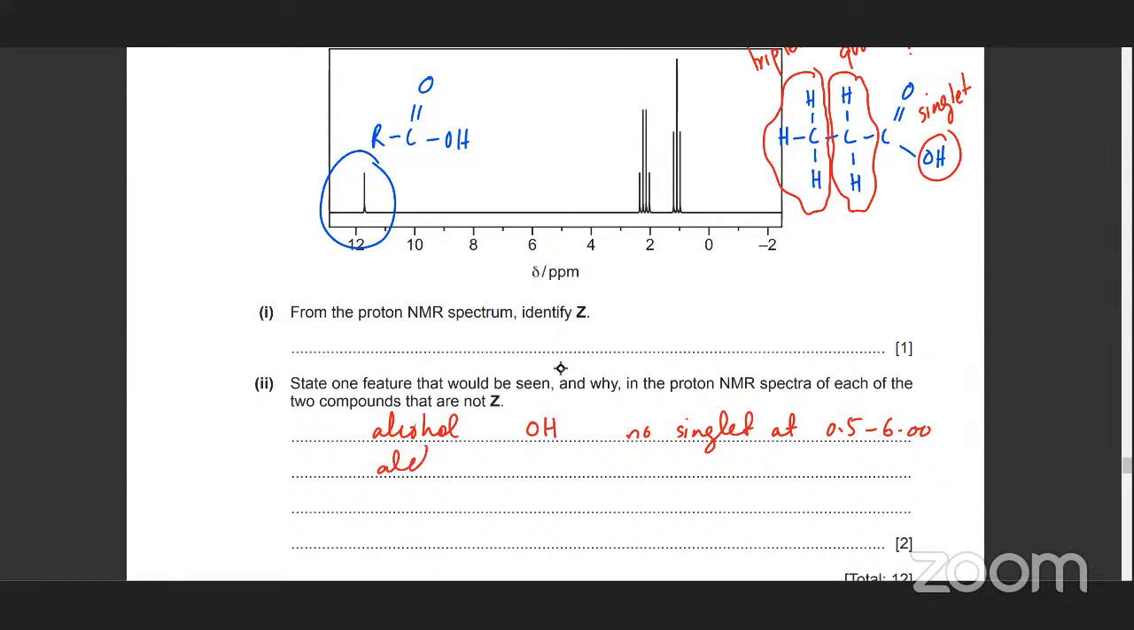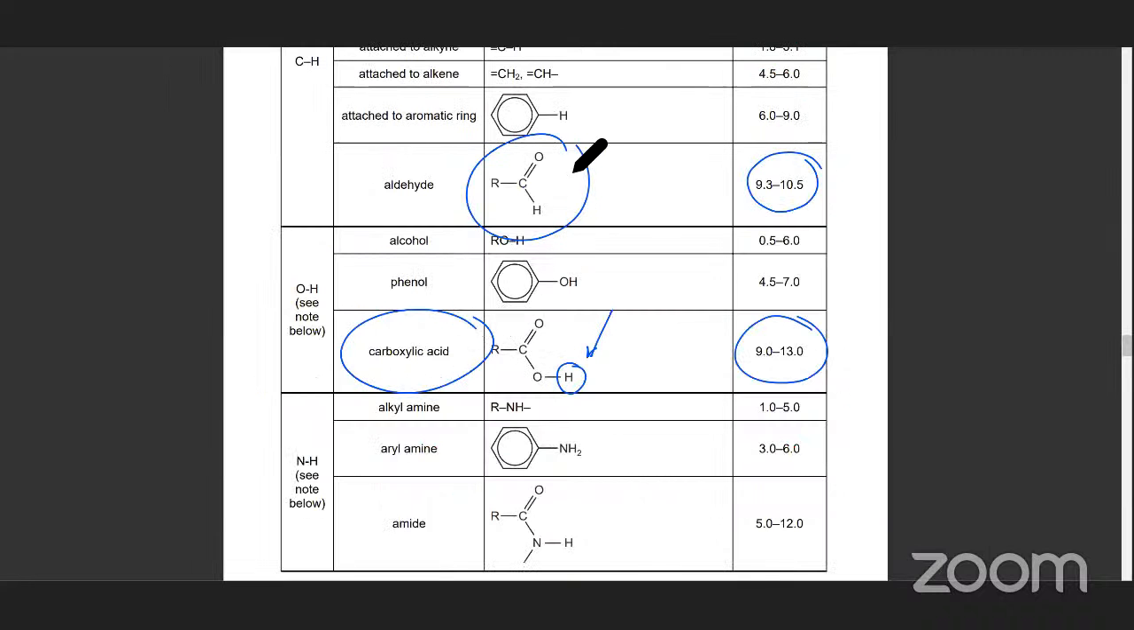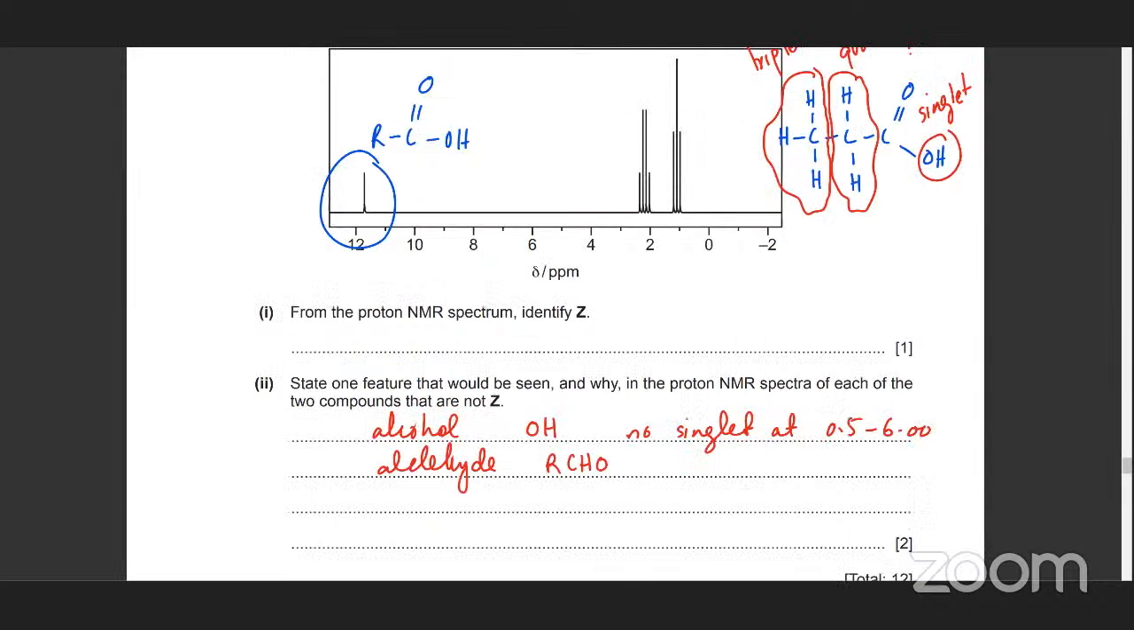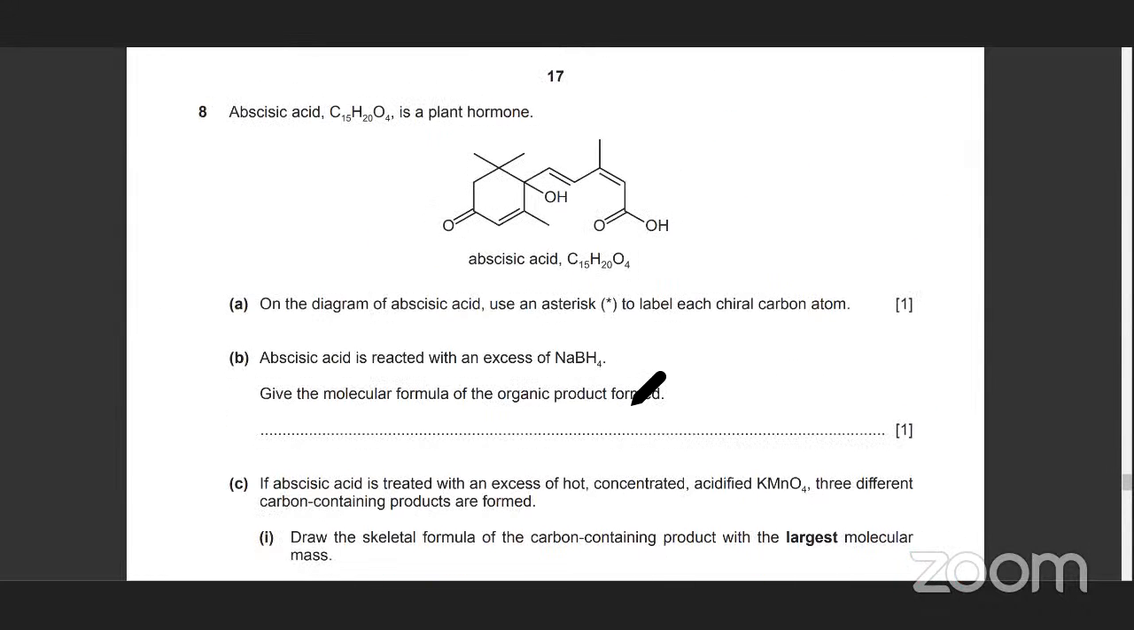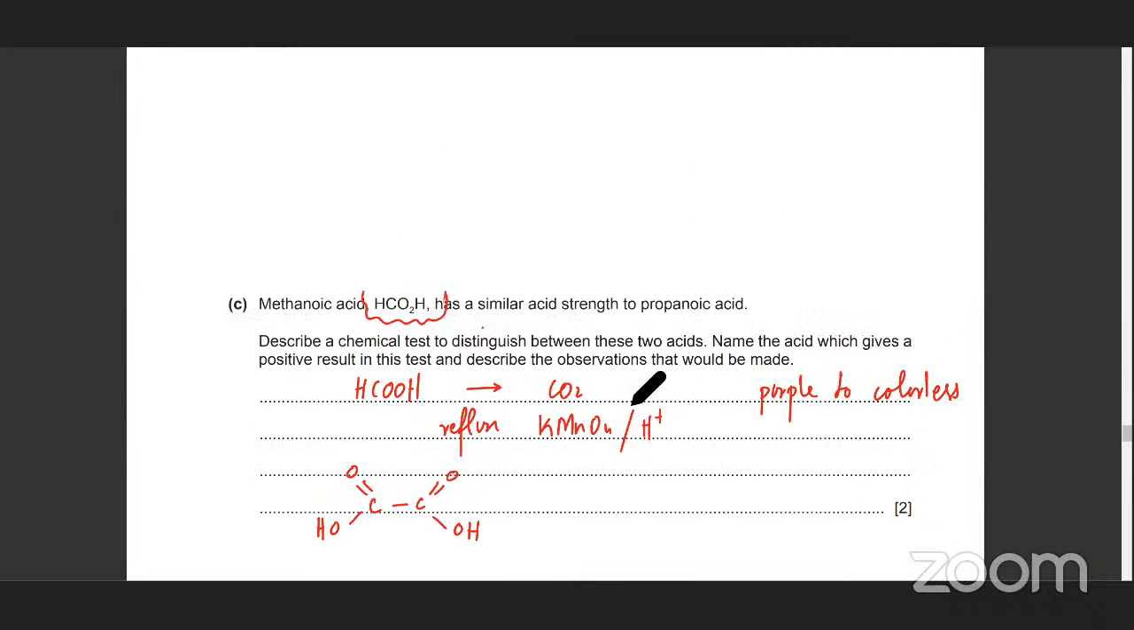And the other one was an aldehyde. So the aldehyde would have a CHO peak somewhere, which we just studied earlier. Aldehyde would resonate at 9.3 to 10.5. So that's also missing. So these were the two unique peaks that you're going to get at these frequencies. So that's pretty much it. I think we did this question earlier. So let's go back and do the previous one.